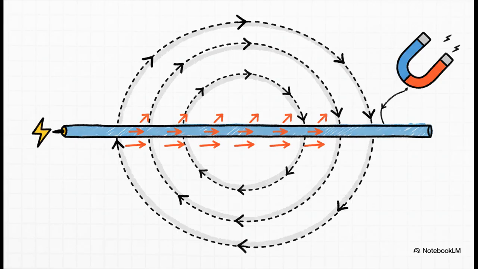The real game-changing discovery came from a scientist named Hans Christian Ørsted. He figured out that a simple electric current flowing through a wire creates its own magnetic field all around it. This was a monumental realization. It meant that electricity and magnetism weren't two separate things at all. They were a single, unified force, electromagnetism.